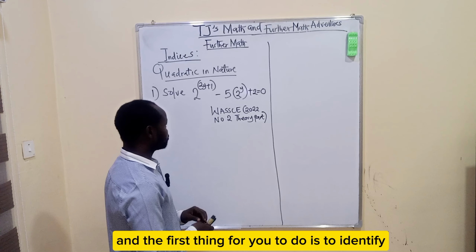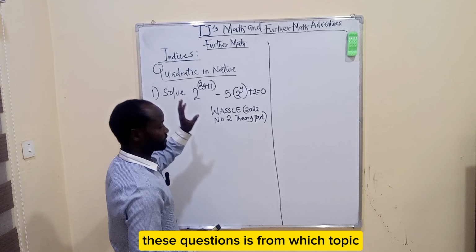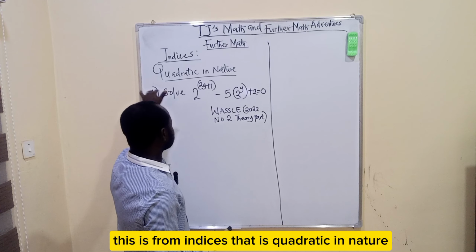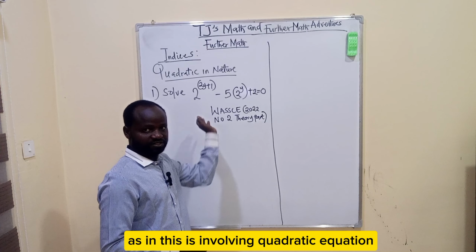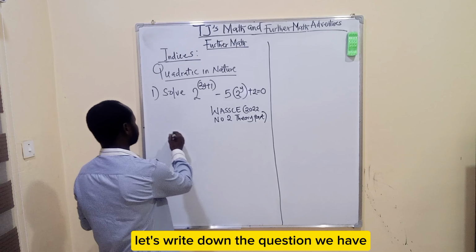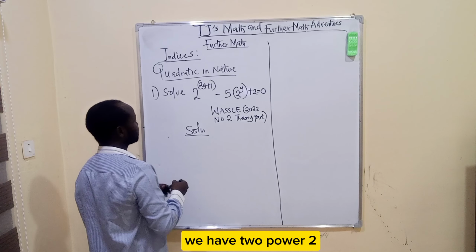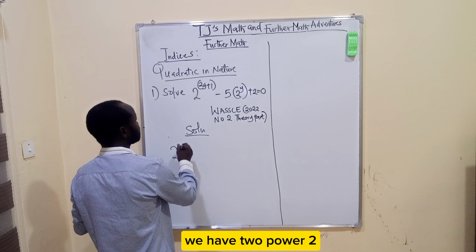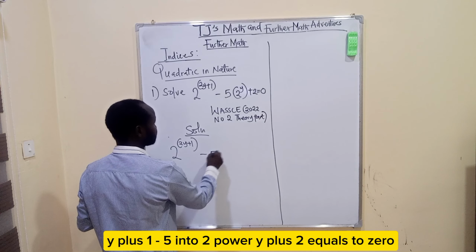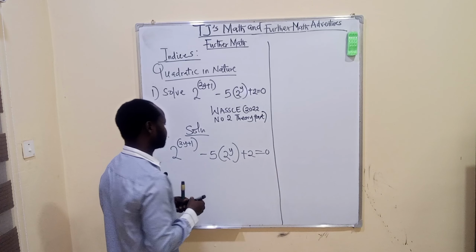The first thing for you to do is to identify which topic this question is from. Of course, this is from indices, that is, indices involving a quadratic equation. So let's write down the question. We have 2 power (2y plus 1) minus 5 into 2 power y plus 2 equals 0.